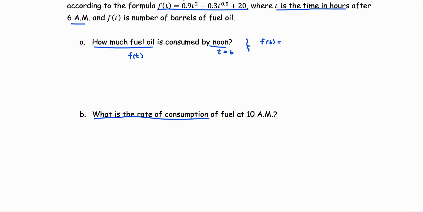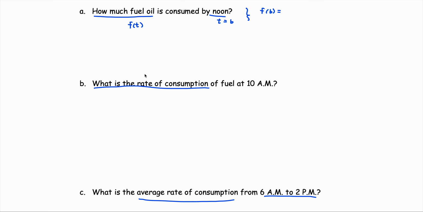In part B, the question asks for the rate of consumption at the point of time 10 a.m. That means when T equals 4, or 4 hours after 6 a.m. Another key term, the rate of consumption. Similar to part C, it asks for rate of consumption too. But in part C, there's another term, average. So these two are not exactly the same.